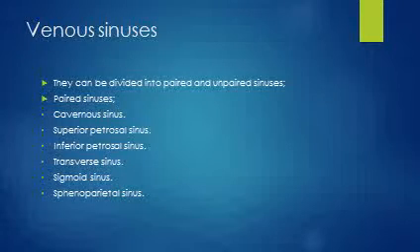We can divide the dural venous sinuses into two groups, paired and unpaired sinuses. The paired sinuses are cavernous sinus, superior petrosal sinus, inferior petrosal sinus, transverse sinus, sigmoid sinus, and sphenoparietal sinus.